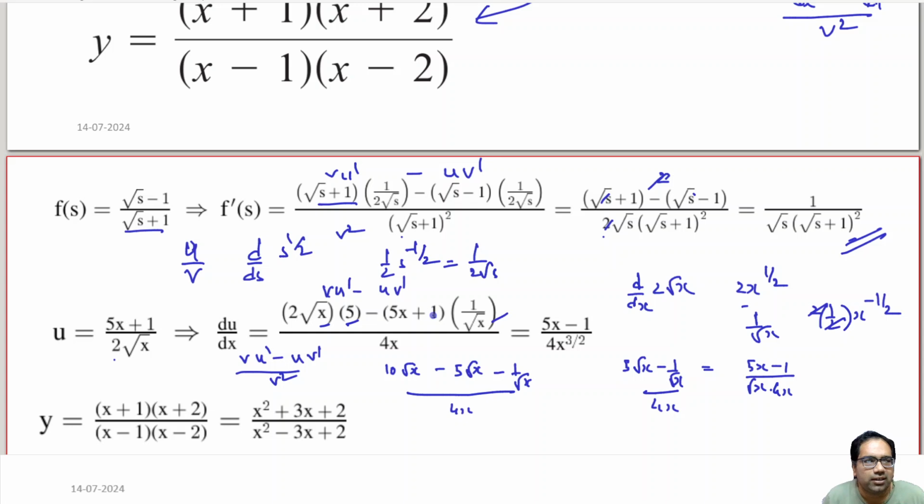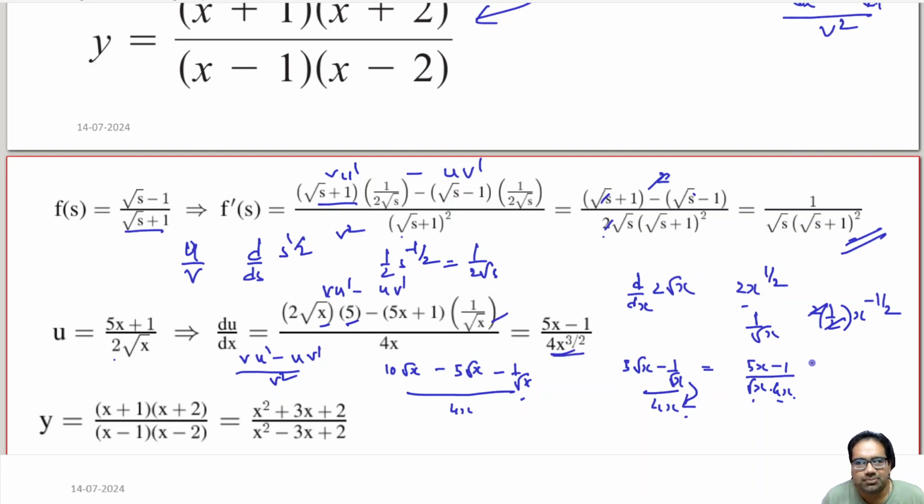So v' is 1/√x, over (2√x) whole squared, which is nothing but 4x, that is v². Now if we simplify, 2√x into 5 is 10√x, minus 5x into 1/√x, which is 5√x, since x by √x is √x, minus 1 into 1/√x, which is 1/√x. 10√x minus 5√x is 5√x minus 1/√x. If we multiply this √x here, it becomes (5x − 1)/√x in the numerator. The √x we can bring to the denominator: 4x into √x, which is x into x power 1/2, which is x power 3/2.